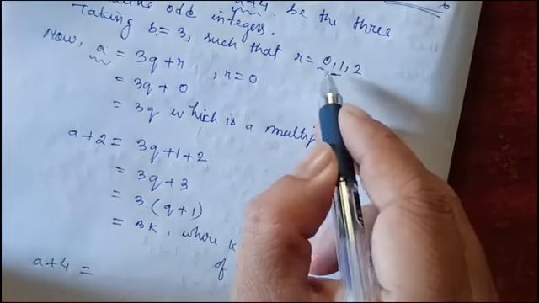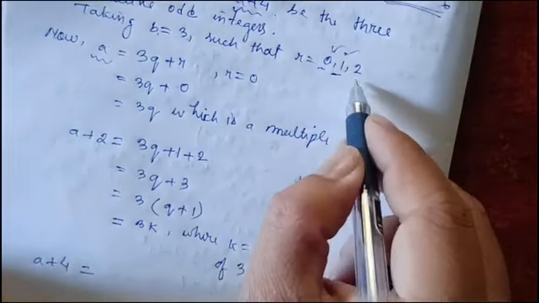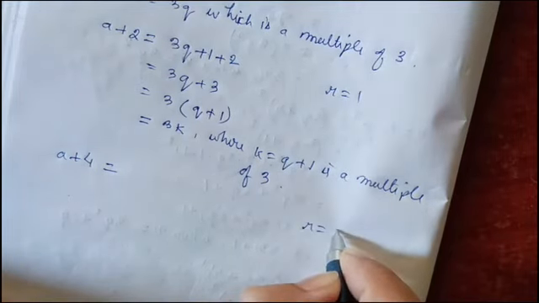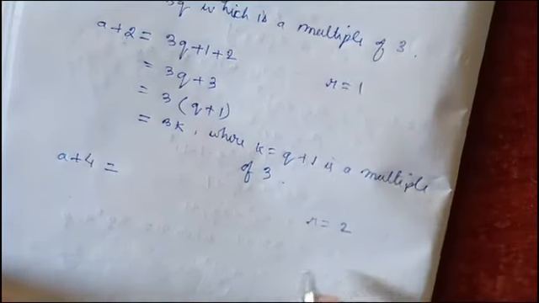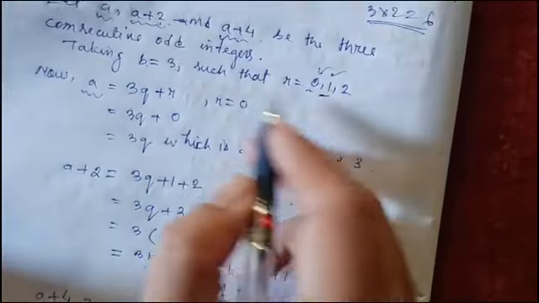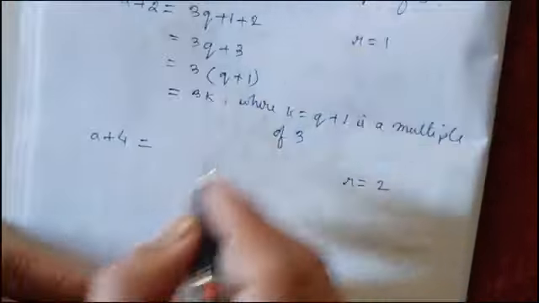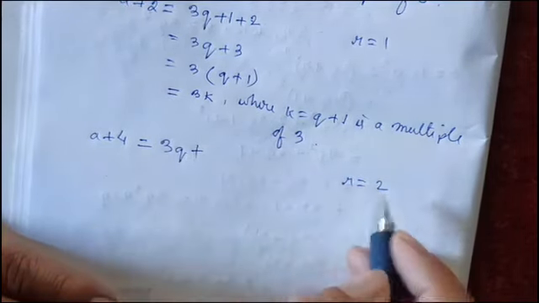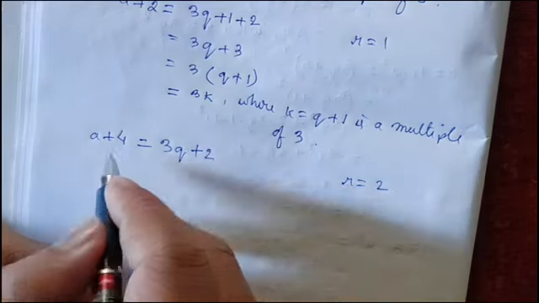Okay, what about the remainder? 0 finish, 1 finish, next is 2, right? So the remainder is 2. Okay, then don't forget the number. Our b number is 3. All right, then 3q. What is our remainder? Remainder is 2.